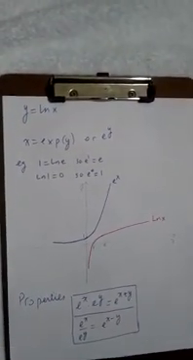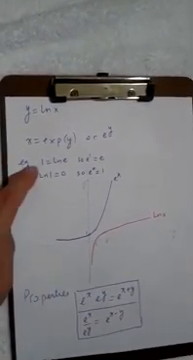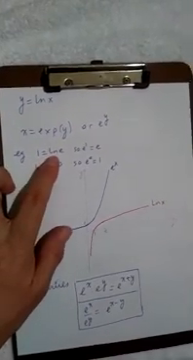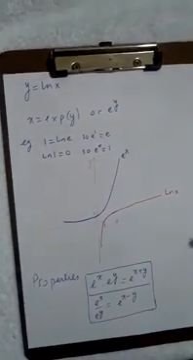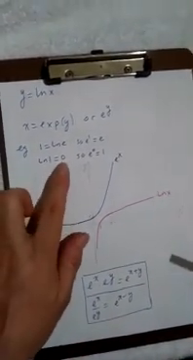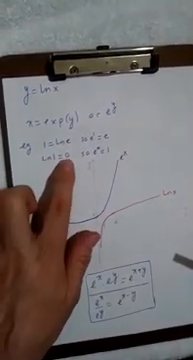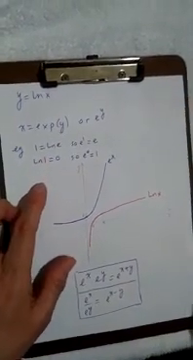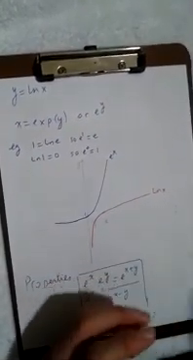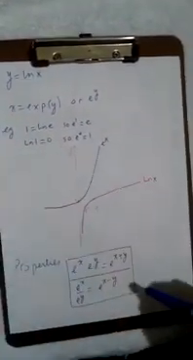So for example, if 1 is equal to ln e, that means e to the power 1 is equal to e. And if 0 is equal to ln of 1, that means e to the 0 is 1. So if y is the log of x, that means x is the exponential of y. Okay, x is the exponential of y.